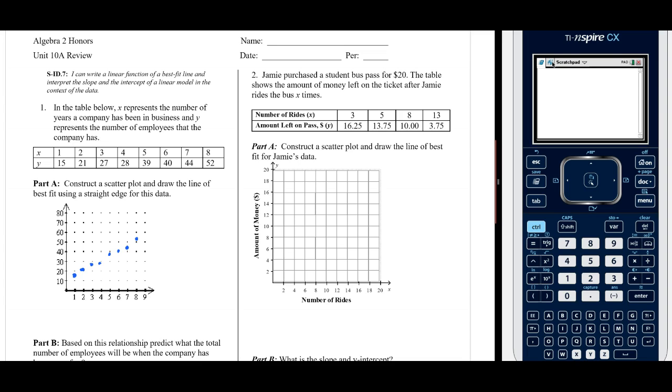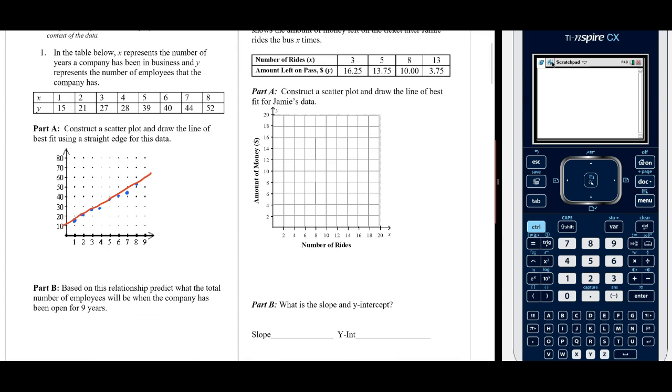but what we can do is draw a line as straight as possible that appears to represent most of those points. And that was not very good, so let me try to redo that. See if I can do any better. It's good enough. So we've got a line of best fit that's going through most of those points.